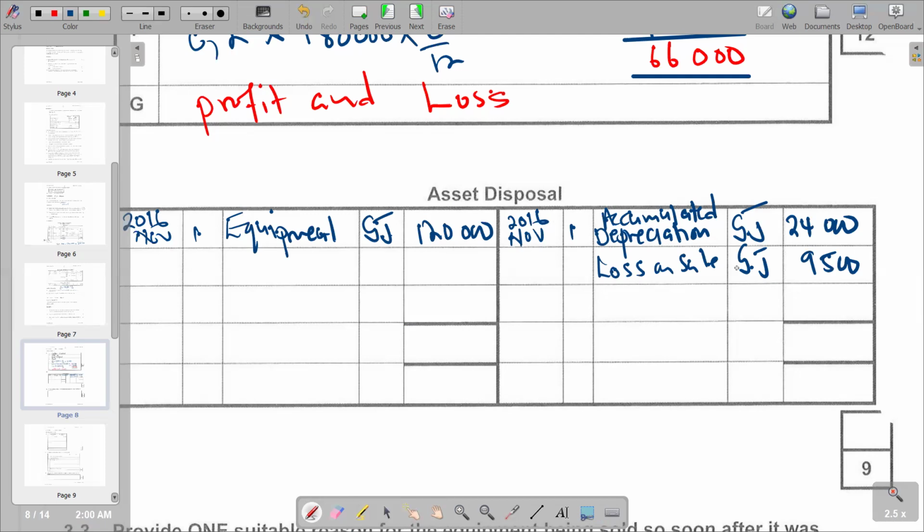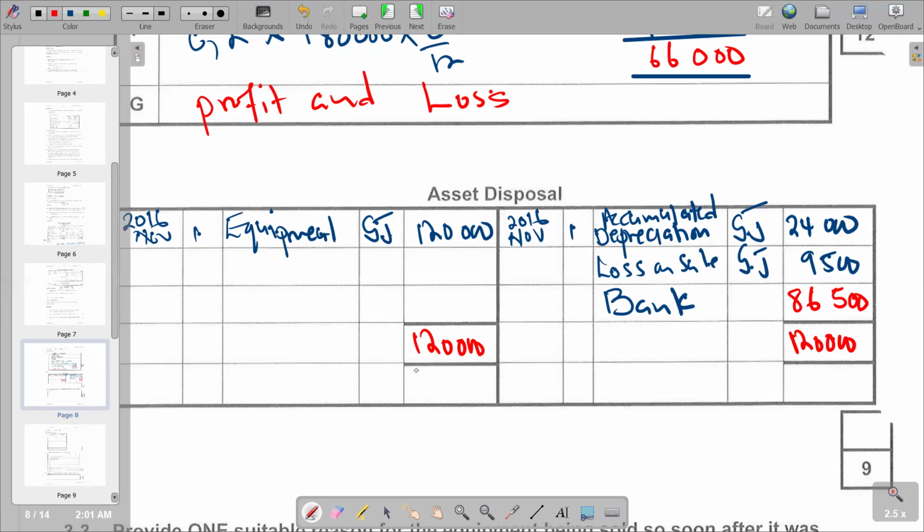And then the figure that we don't have is the amount that it was disposed for, the proceeds on the sale of the equipment. So this is going to be our bank, indicating the proceeds on sale of that equipment. This is going to be the balancing figure. So we see that 110,000 is the one that is supposed to come in between the double lines. Then the balancing figure becomes the bank amount, 120,000 minus 9,500 minus 24,000. We get 86,500. So this becomes the asset disposal account.